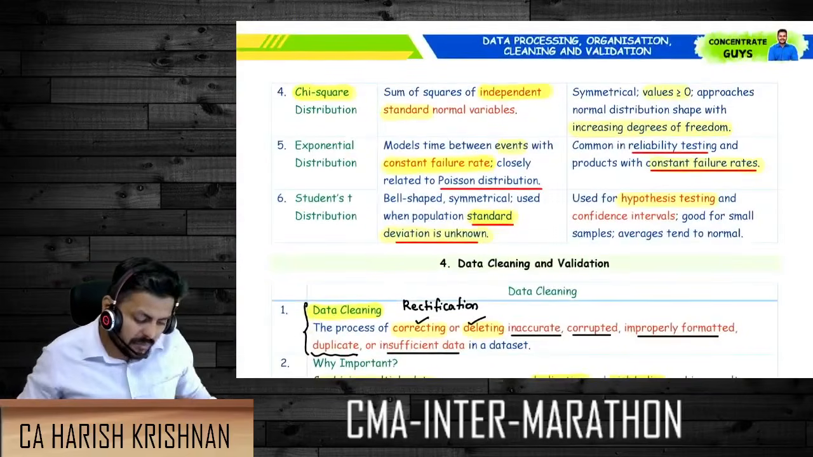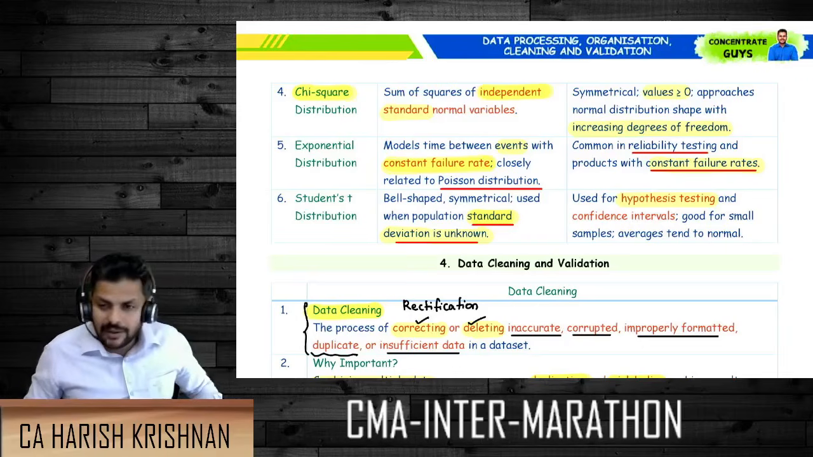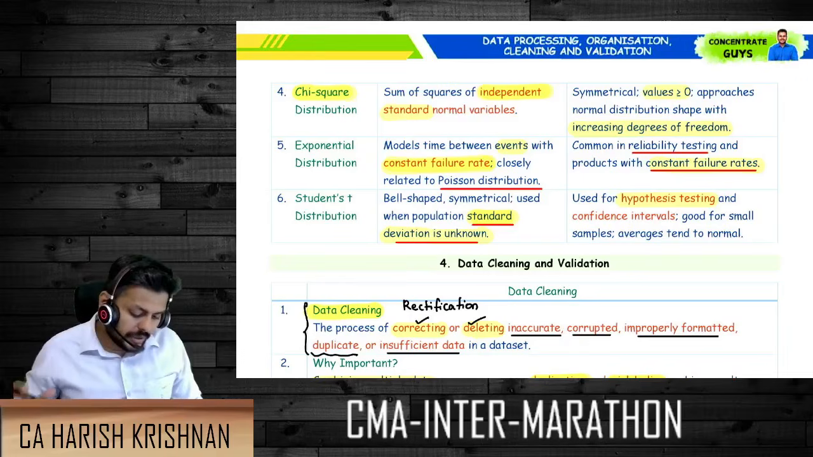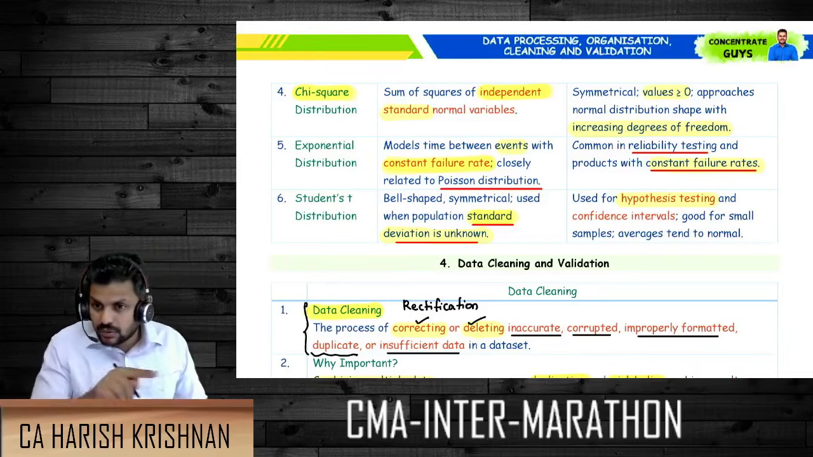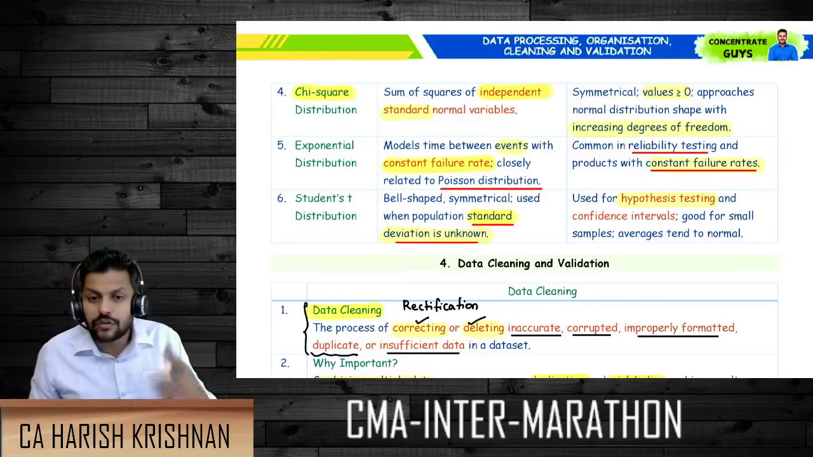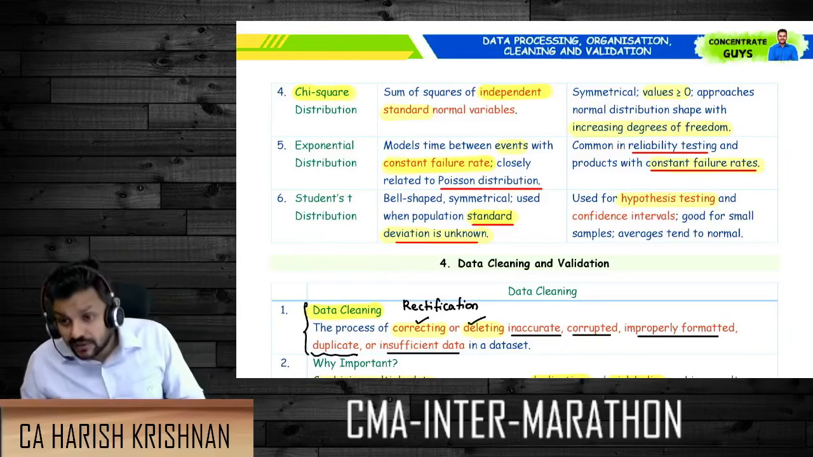Chi square is a sum of squares of independent standard normal variables, and all values are greater than 0. Exponential distribution models time between events. Two times, when can one occur after the other? Constant. Two possible failures. When did one failure occur? When is the possibility of the next failure occurring?